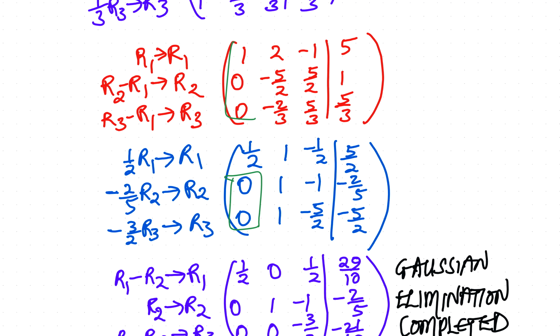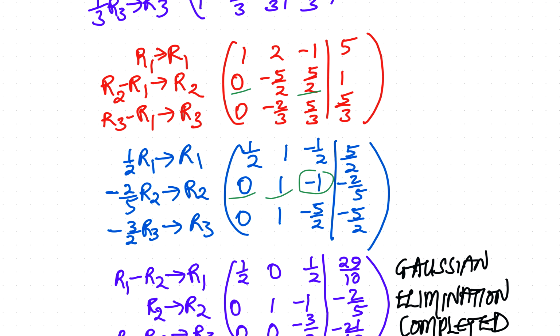So half of R1, so 1 times half, that's half. Half times 2, that's 1. Half times minus 1, that's minus 1 over 2. Half times 5 is 5 over 2. So that is settled. And since that is settled, we go on to minus 2 over 5. Minus 2 over 5 times 0, 0. Minus 2 over 5 times minus 5 over 2, 1. Minus 2 over 5 times 5 over 2, that's minus 1. Then minus 2 over 5 times 1, that's minus 2 over 5. So that goes.